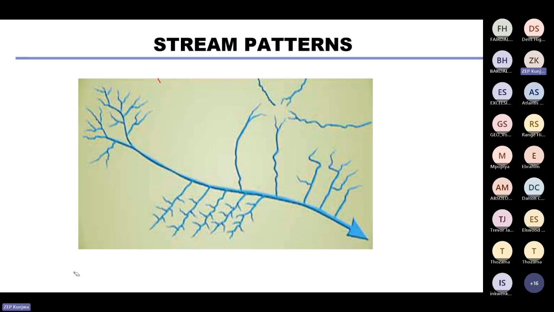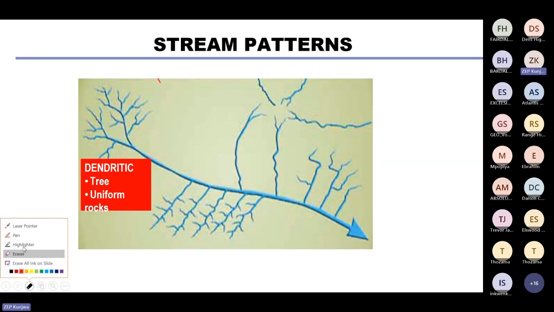Okay, the first one is going to be the dendritic pattern. Now, the dendritic pattern looks like a tree and the branches. See? Look at that there. If you know trees, you've seen trees and branches, it does look like trees and branches.